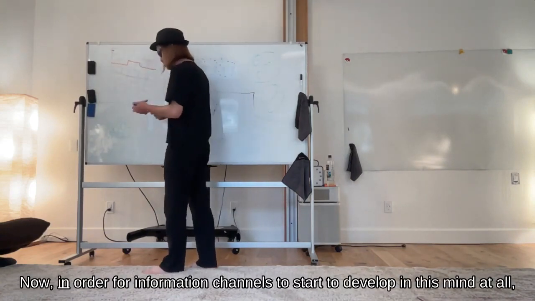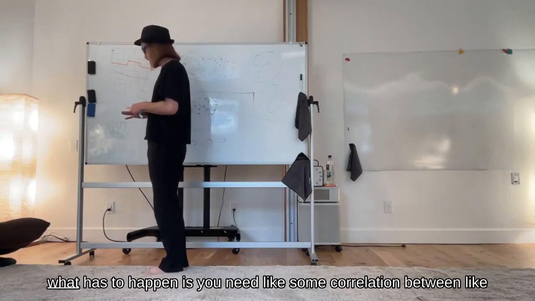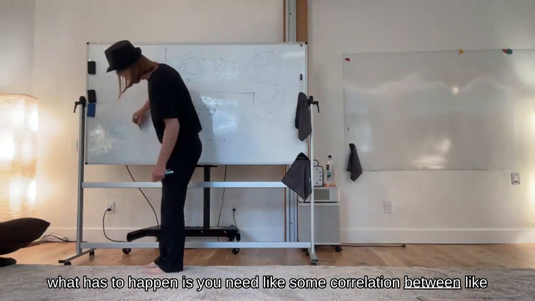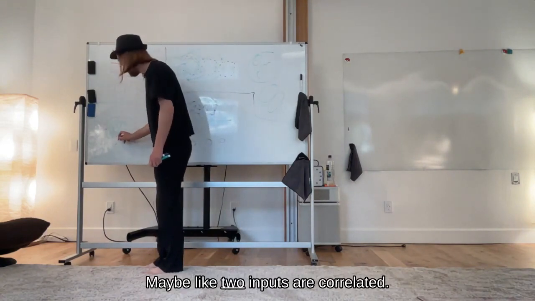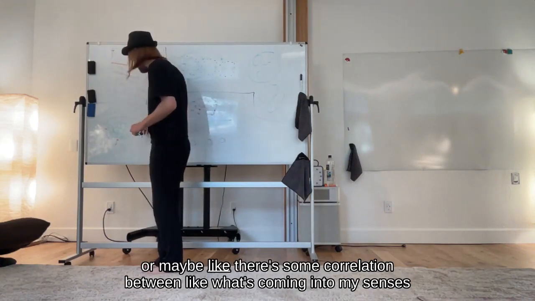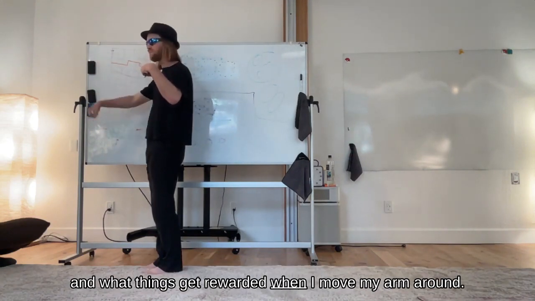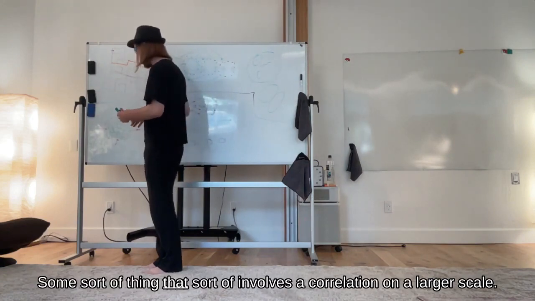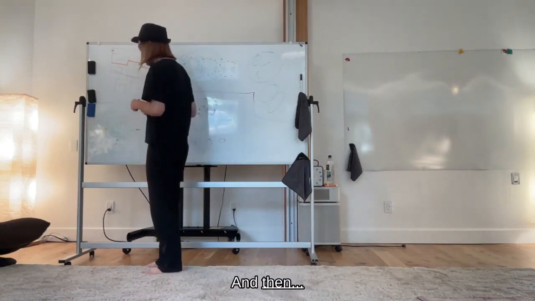Now, in order for information channels to start to develop in this mind at all, you need some correlation between the thing over here and a thing somewhere else. Maybe two inputs are correlated, like my two eyes are seeing correlated things, or maybe there's some correlation between what's coming into my senses and what gets rewarded when I move my arm around. Some sort of thing that involves a correlation on a larger scale.